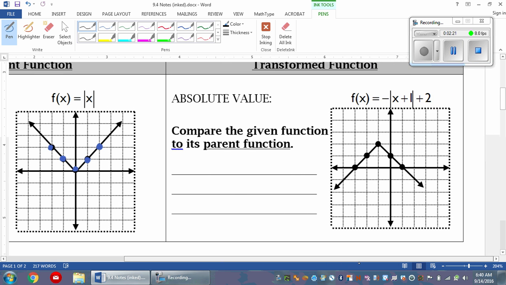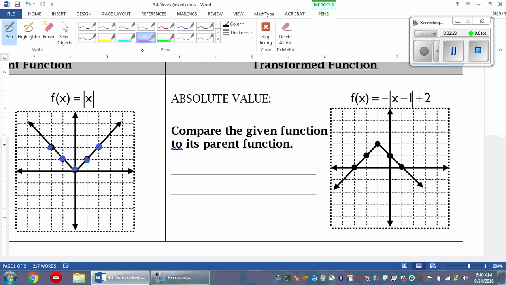Alright, let's compare. Here's a transformed function. First, what do you notice? You notice that there's a negative sign, so you know it's going to be a reflection, so it's going to be a vertical reflection. Where is my vertex located? I went to the left 1. Then I went up 2. And it opens down.